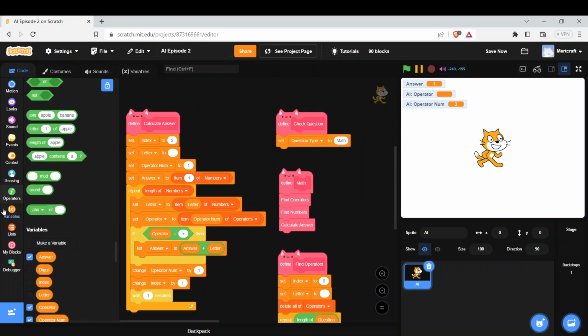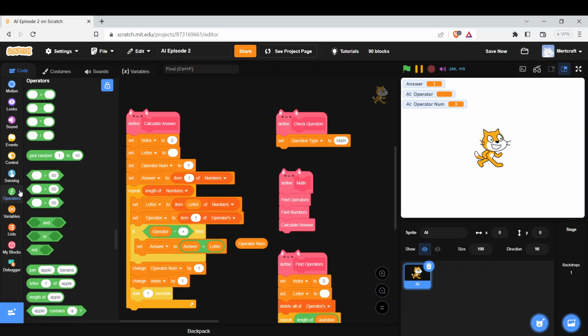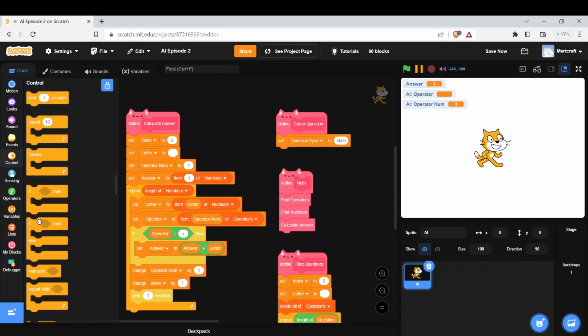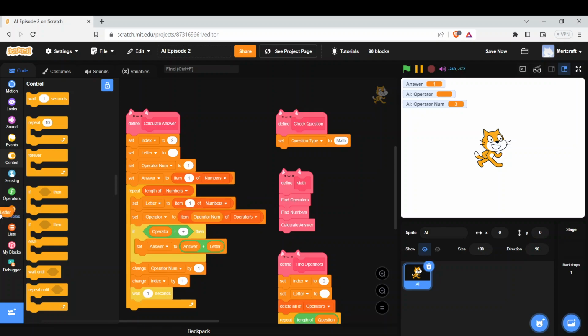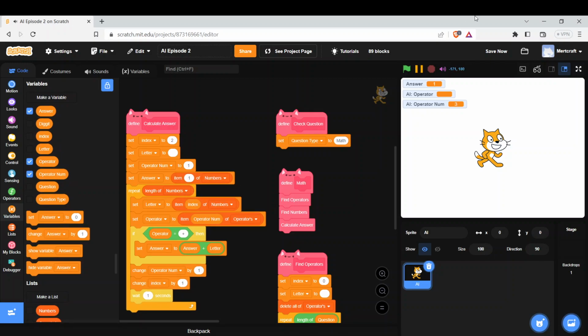So we can just go here and change this operator num, but that won't work too. Just put an if, or don't put it. I'm so sorry. I did set letter to item letter of numbers. You need to change it to index. Guys, I'm so sorry. 1 plus 1. Yeah, answer sets to 2. Good.